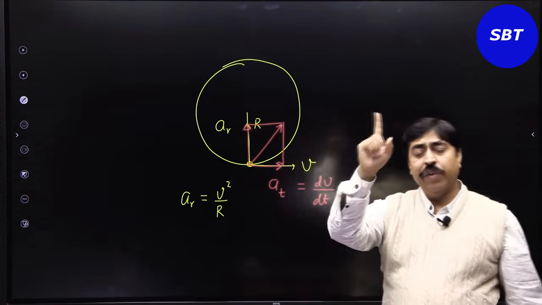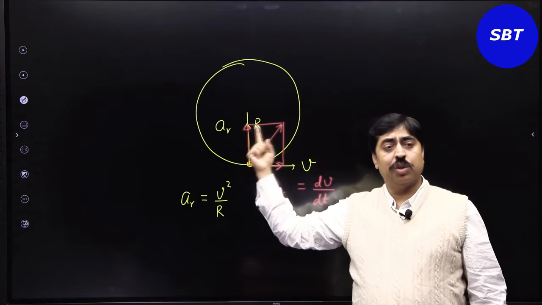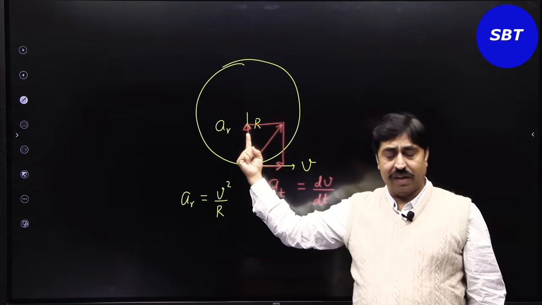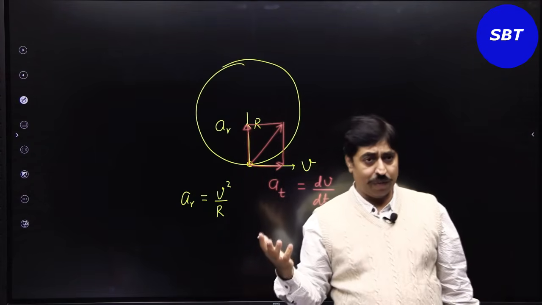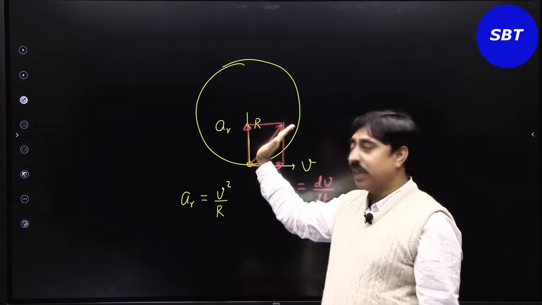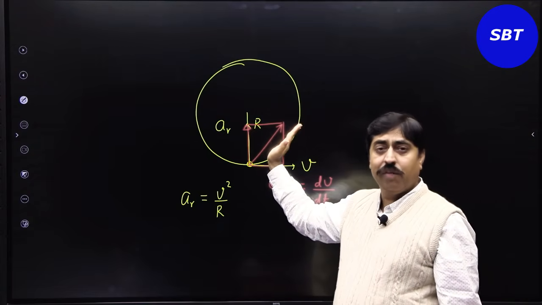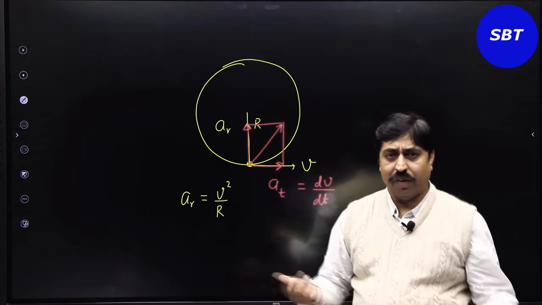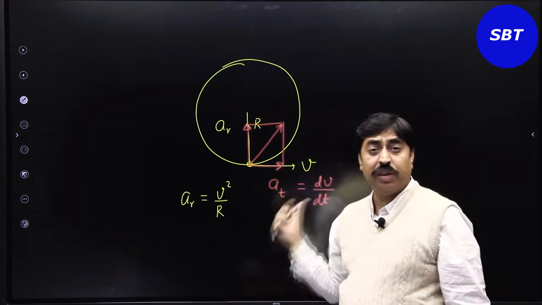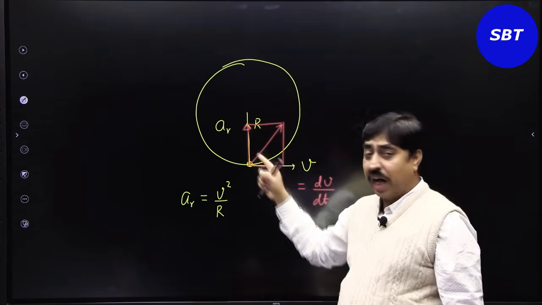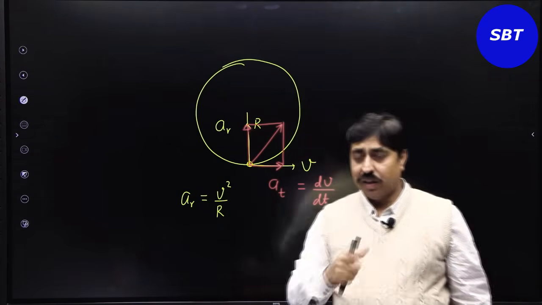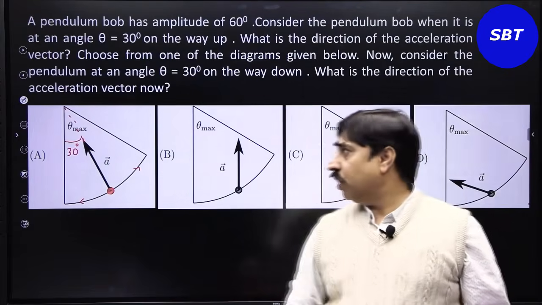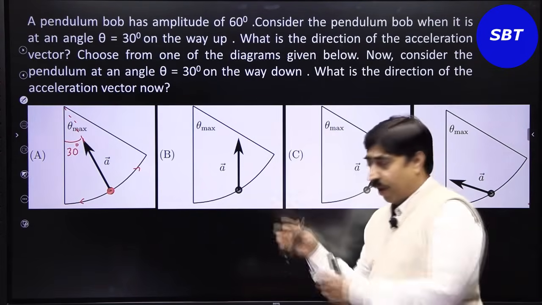So when a particle is moving in a circle and its acceleration is not exactly along the radius, it means the motion is non-uniform circular motion. If the acceleration is directed this way, it means we can find the radial component as well as the tangential component if it is required. If radial and tangential components are known, you can just add them vectorially to get the resultant acceleration. So with this concept, let us go back to our question.